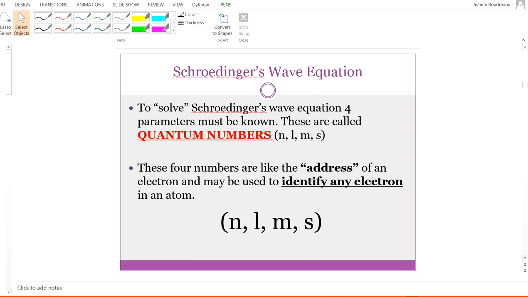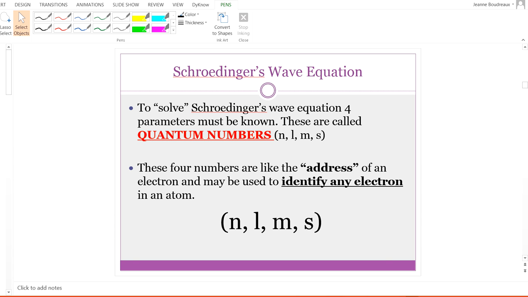Now, Schrödinger's wave equation, in order to solve it, there are 4 parameters, 4 things that have to be known. And again, we're not going to be doing any mathematical equations, but we are going to discuss something called quantum numbers. And quantum numbers are basically 4 numbers that are used as kind of like an address for electrons.